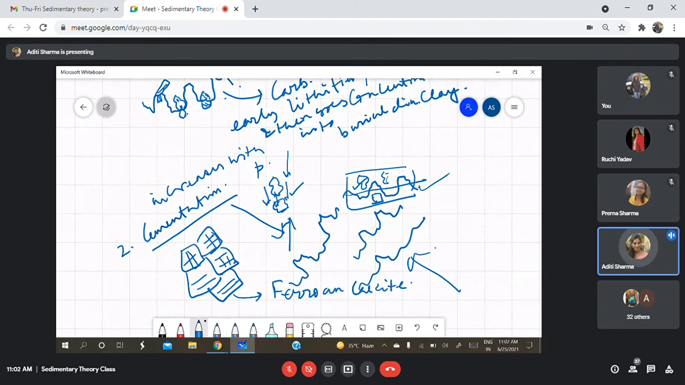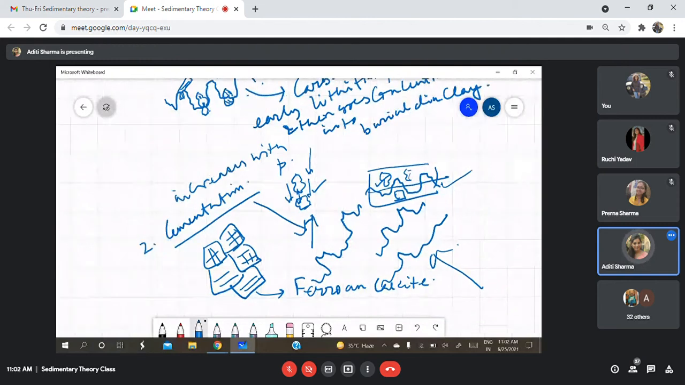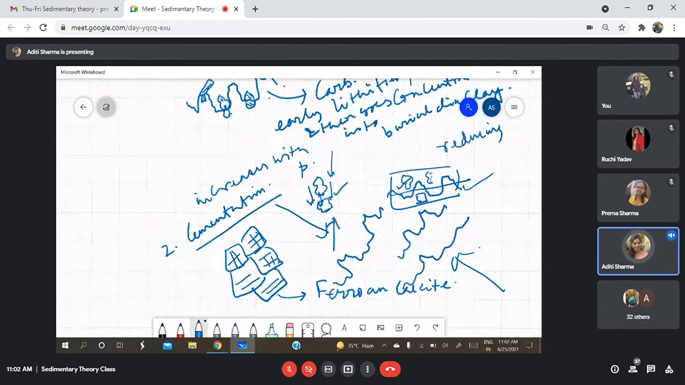Iron may enter into the calcite structure because you are now in a reducing condition, and iron plus 2 can replace Ca plus 2. Iron enters into the structure, which is the typical formation of ferroan calcite, and it basically indicates deep burial diagenesis.